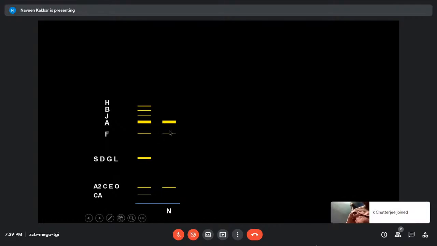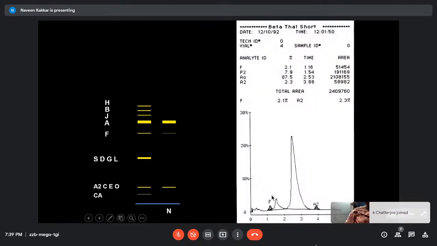So I just put up this electrophoretic band strip created on PowerPoint for you. That's how the normal sequence goes for all hemoglobins put here. So we have origin here, carbonic anhydrase, A2, C, E, O, and so on. And that's a normal electrophoretic run where you have hemoglobin A, a little bit of F, and A2 minimal amount. And that's the chromatogram. We'll talk about this in more detail later.